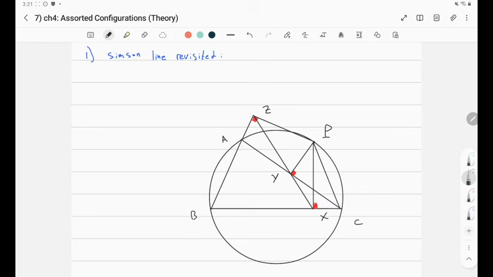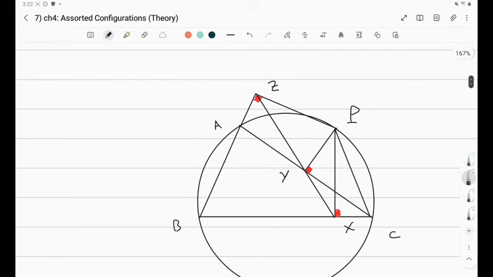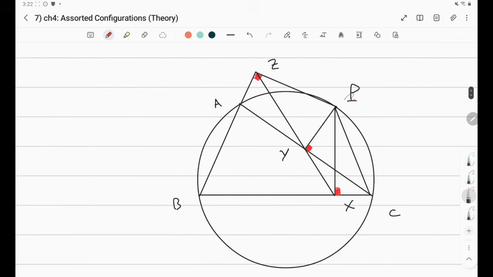Alright, our first configuration is the Simpson line. And if you remember, this one has already appeared in chapter 1 in the exercises part, which was just like one problem that you need to prove. So we have the Simpson line. What was the Simpson line exactly? If you just have a triangle ABC with the circumcircle, if you take a random point P on the circle, then if you drop the three projections to BC, AC, and AB, and you get X, Y, Z, then guess what? These are just collinear. So that works for any point P on the circle.